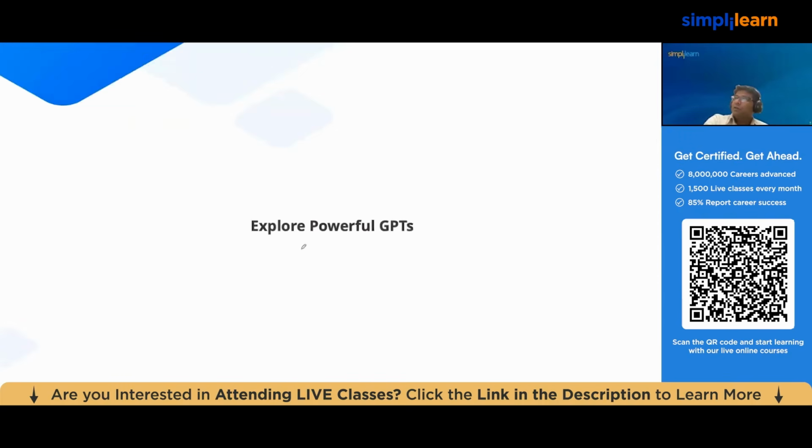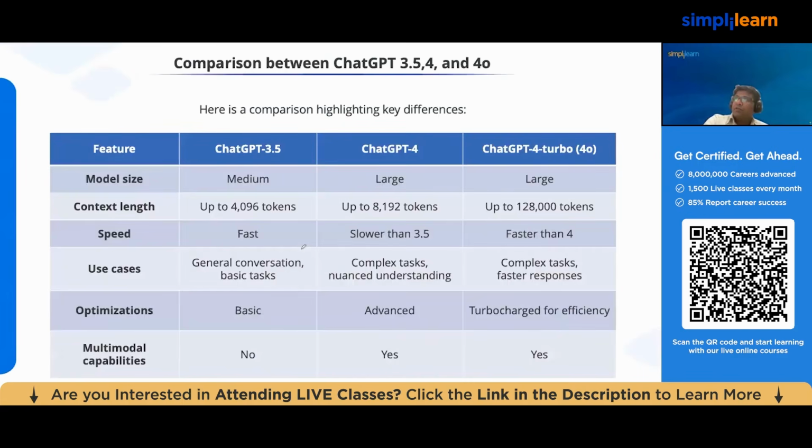Okay, so now the next section is about exploring powerful GPTs. Here we try to compare the differences between different types of GPTs like ChatGPT 3.5, 4, and Turbo. The context length and the tokens have been increased. Yesterday I explained to you about tokens.